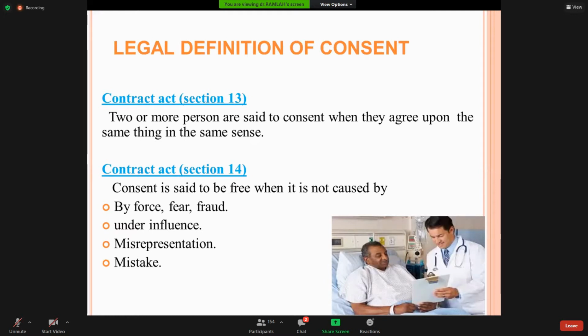Section 14 says consent is said to be free when it is not caused by force, fear or fraud. There should not be any kind of maleficence. Take care, you are not going to impose your treatment on the patient. It should be free, with no force, no undue influence by the consultant or the doctor, no misrepresentation, and not by means of mistake. So these are the sections of the Contract Act.